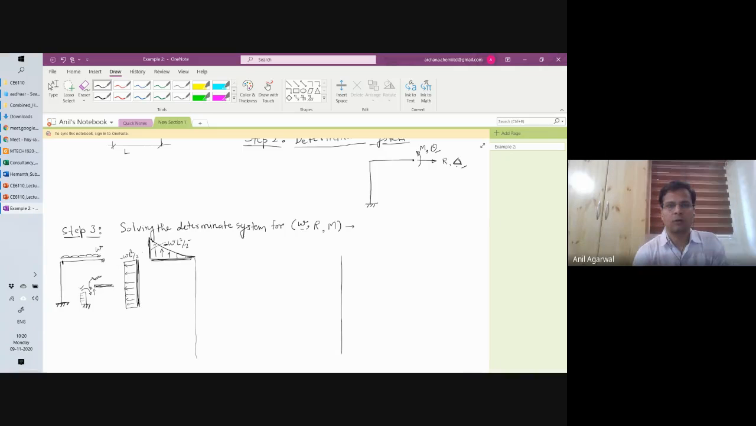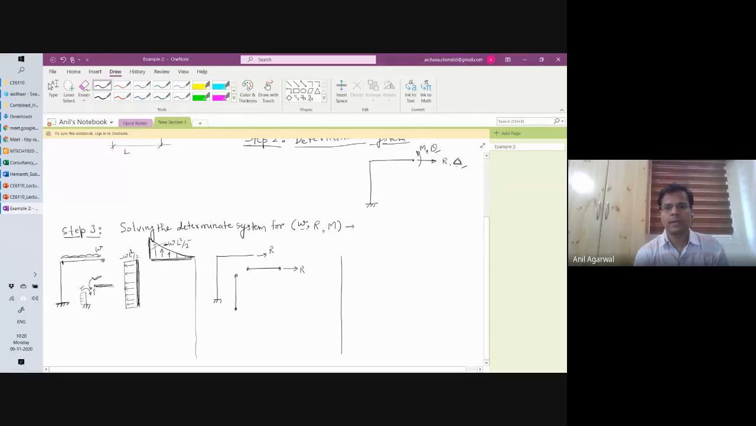Okay, so we have solved it for W. Now the second step is solving it for R. Fixed here, and we are applying an R force here. Fine. So we will again break this into two parts. I'm just going step by step so that all your doubts, if any, about the free body diagram system are also resolved, so that you never have that issue in future.